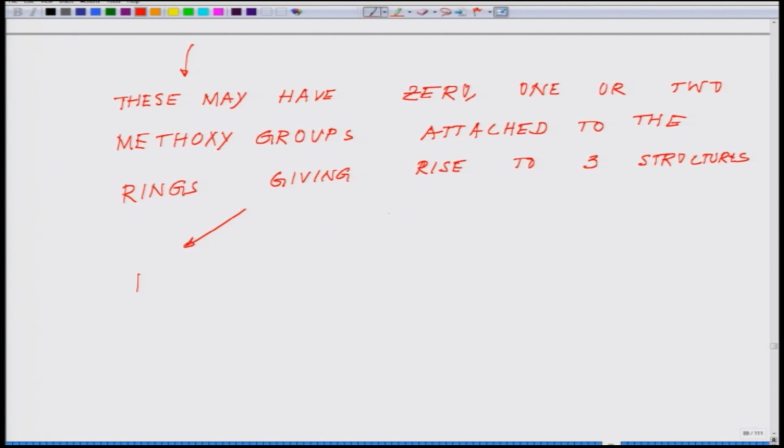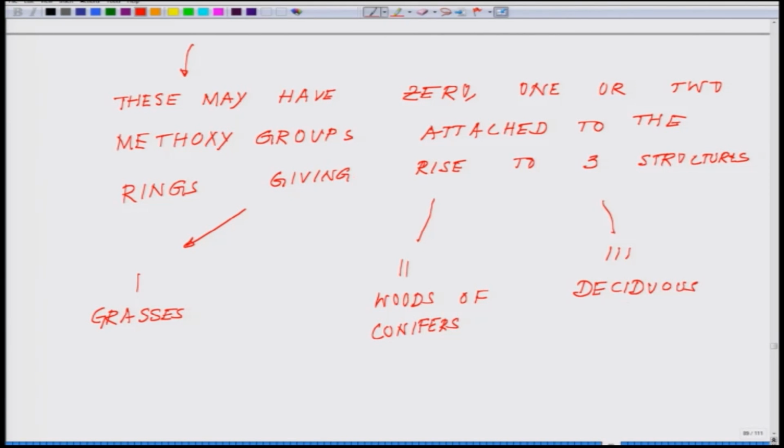One, 2 and 3. It is very interesting to note that type 1 lignins are present in the grasses, type 2 is present in the woods of conifers, and the third kind, type 3, is present in the deciduous woods. Okay.